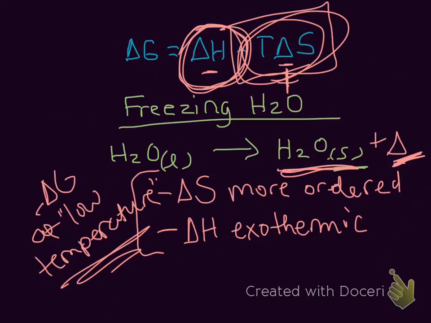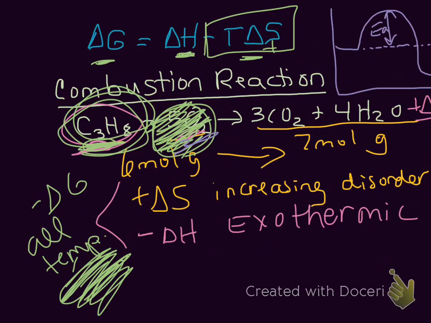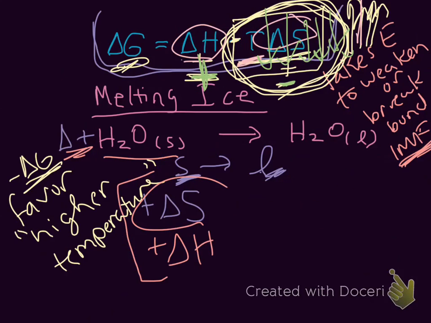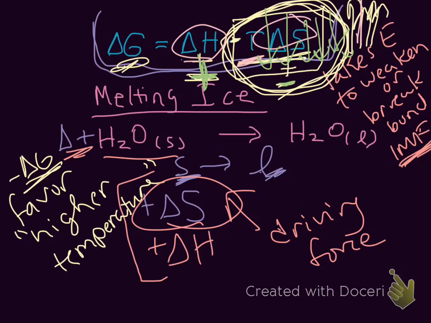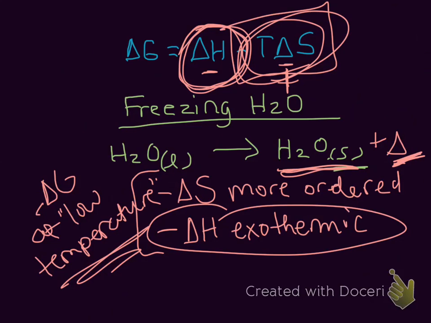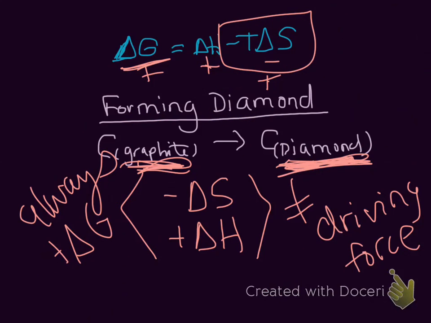By the way, in the previous examples, just to go back really quickly, in our first example with a combustion reaction, both of these are considered driving forces, and that's why it's favored at all temperatures. If we look here, the positive delta S for the melting ice is the driving force. If we look here, the negative delta H is our driving force, and the one with the positive delta G, there is no driving force.